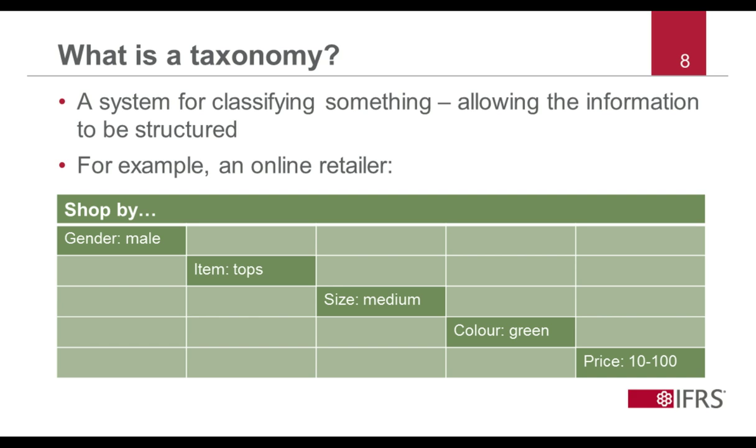So what is the IFRS Taxonomy? In fact, what is a taxonomy in general? Because the IFRS Taxonomy is just one example of a taxonomy. A taxonomy is a system for classifying something, for allowing information to be structured.